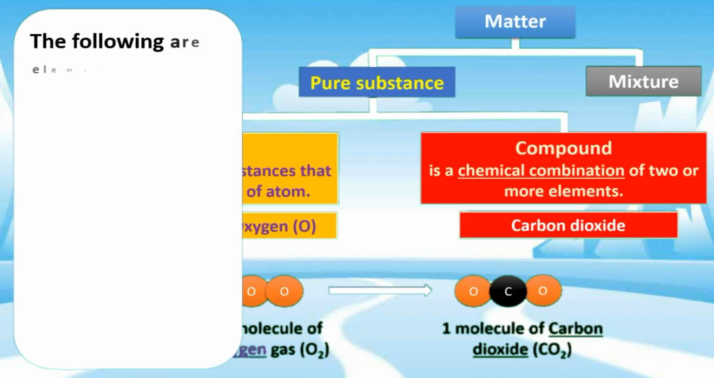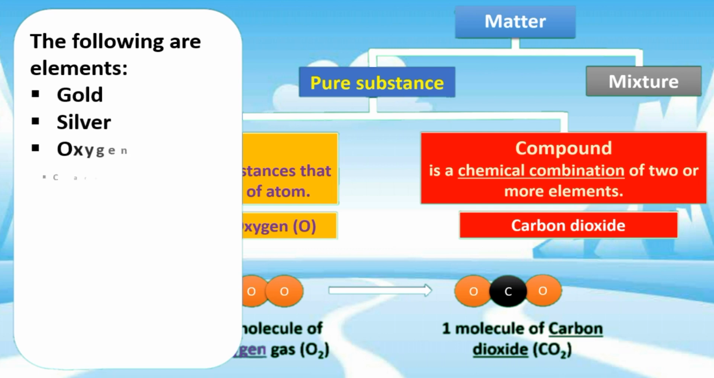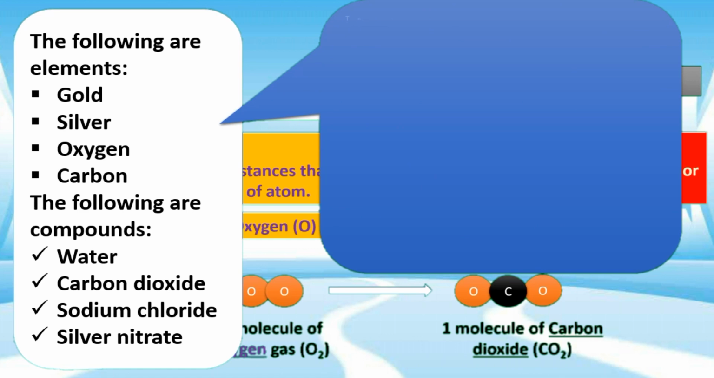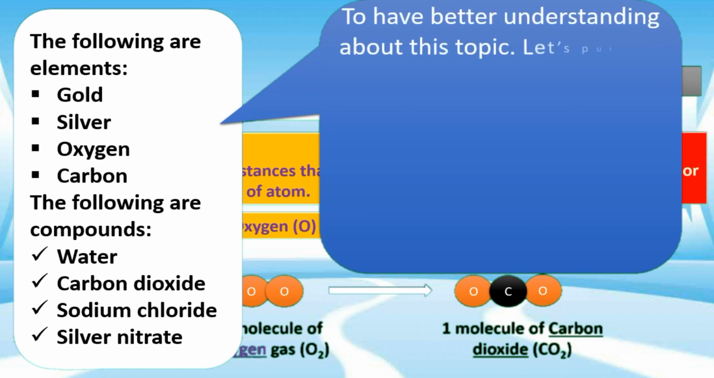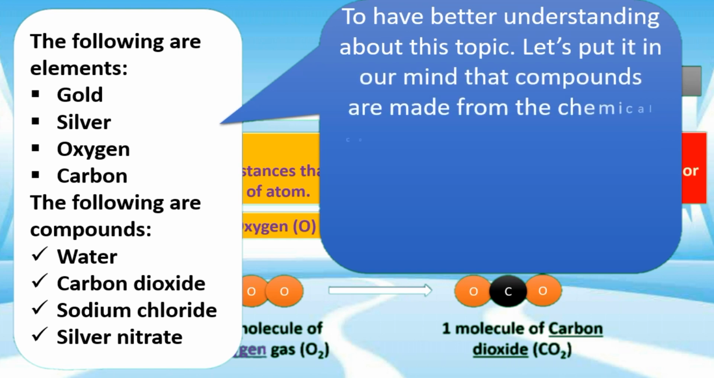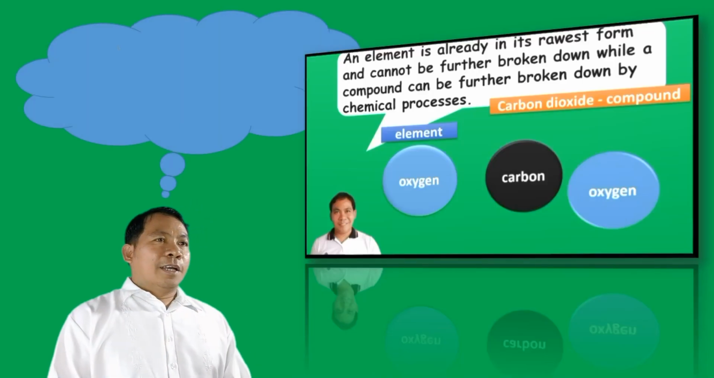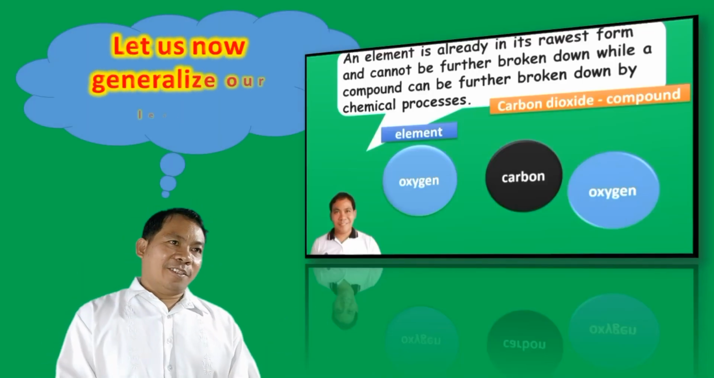The following are elements: gold, silver, oxygen, carbon. And the following are compounds: water, carbon dioxide, sodium chloride, silver nitrate. To have a better understanding about this topic, let's put it in our mind that compounds are made from chemical combinations of two or more elements. All of these are substances. Substances are matter. Let us now generalize our lesson.